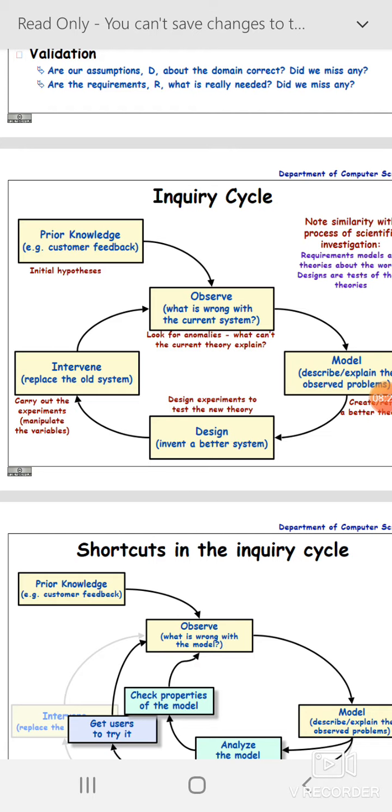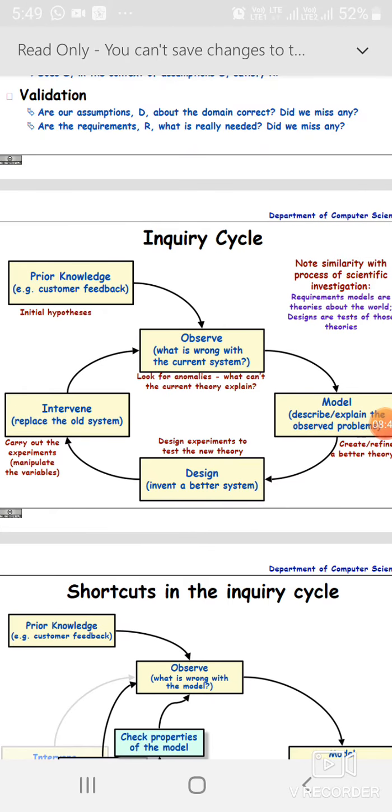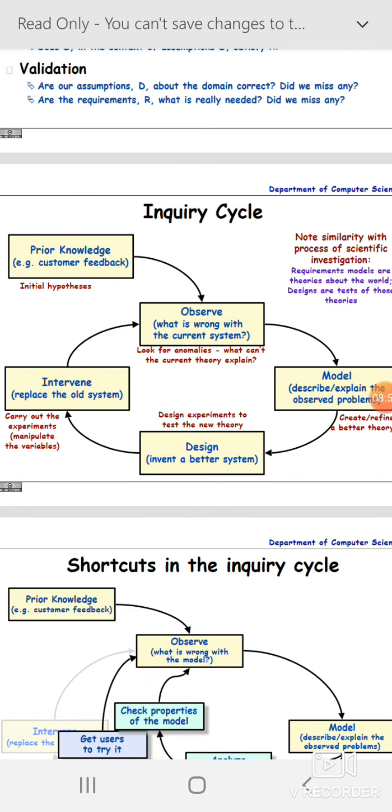This is the total cycle through which we can move for the things. Observe what is wrong with the current system, then you can move to the model, then you can move to the design, invent a better system, then intervene to replace the old system. Initially you started from the prior knowledge. So this is the system through which you can inquire the cycle.